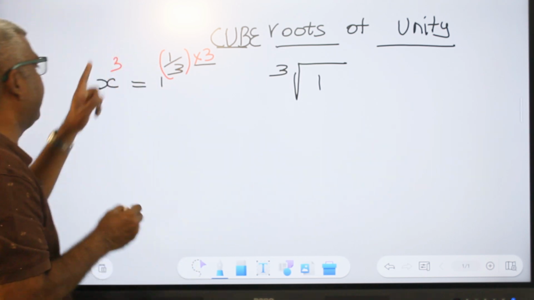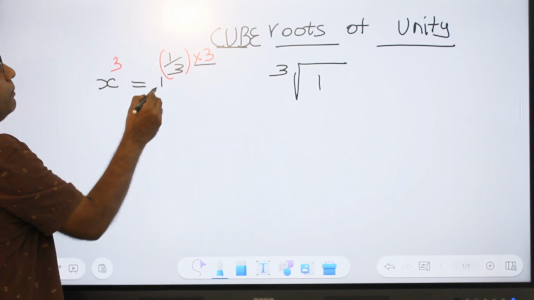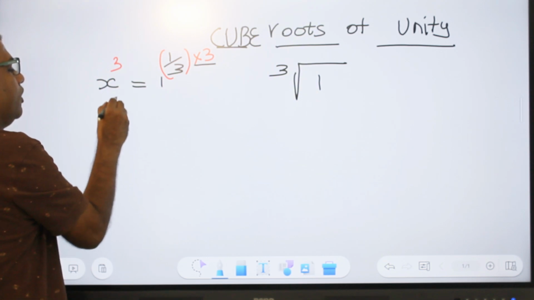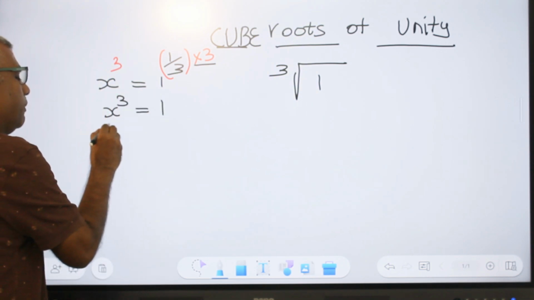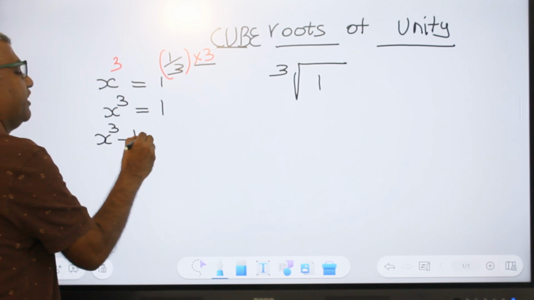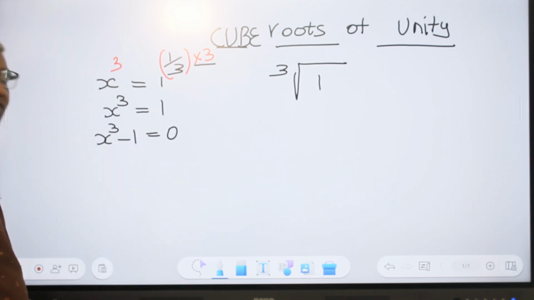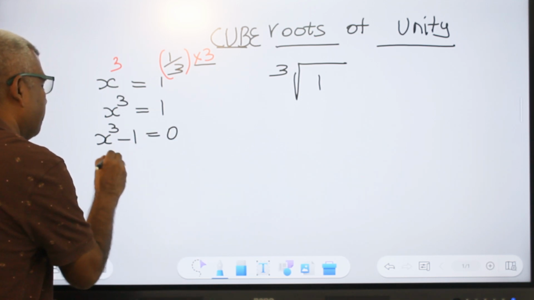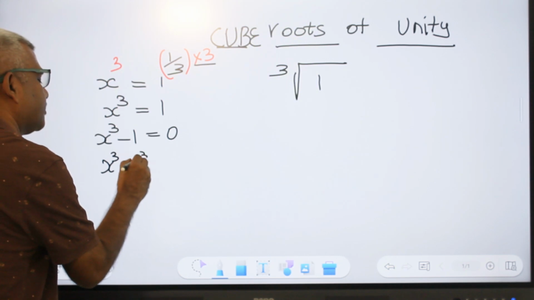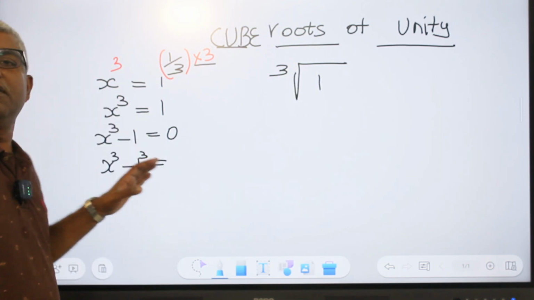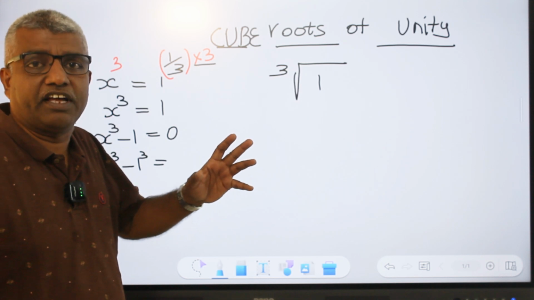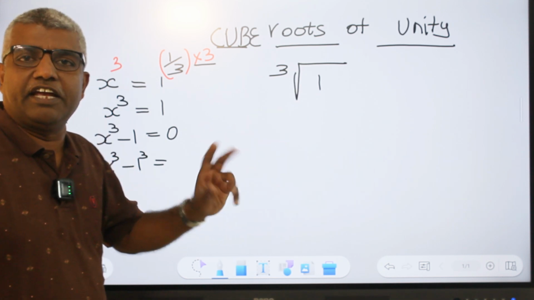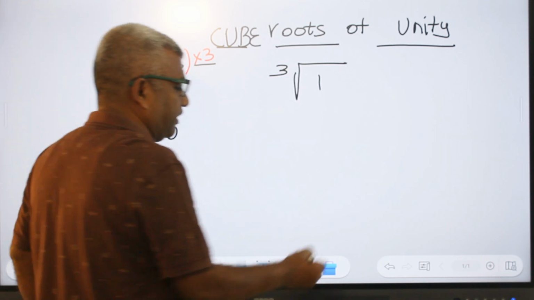Here x power 1 is there, so it will be x cube. X cube is equal to 1. Then x cube minus 1 is equal to 0. X cube minus 1 is x cube minus 1 cube. We use the a cube minus b cube formula. This is not a difference of squares, this is a difference of cubes. A cube minus B cube, what is the formula?